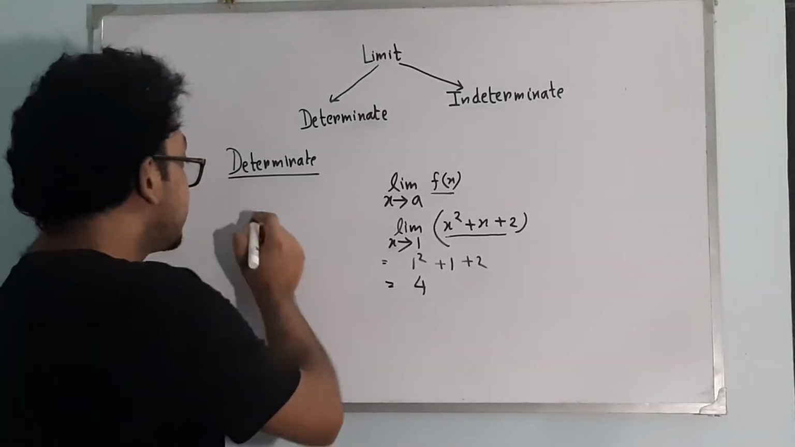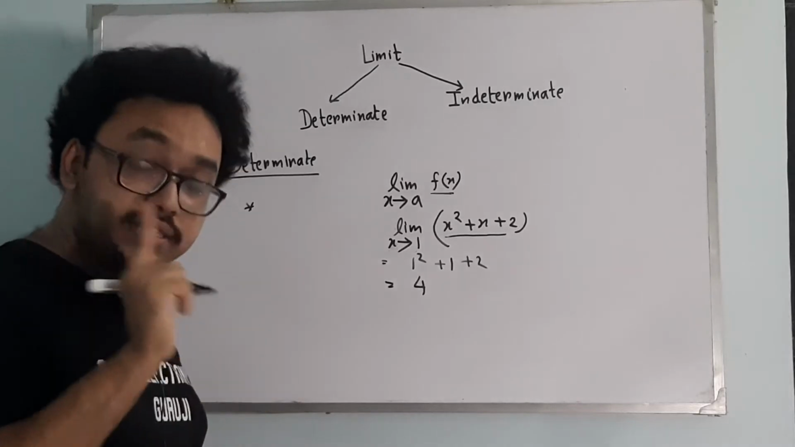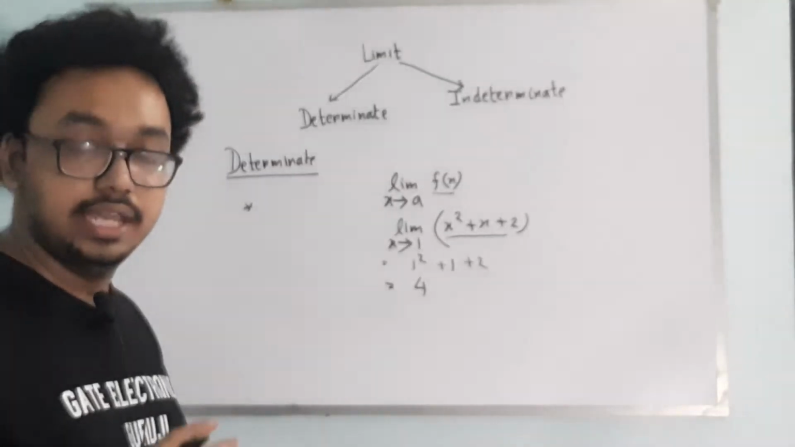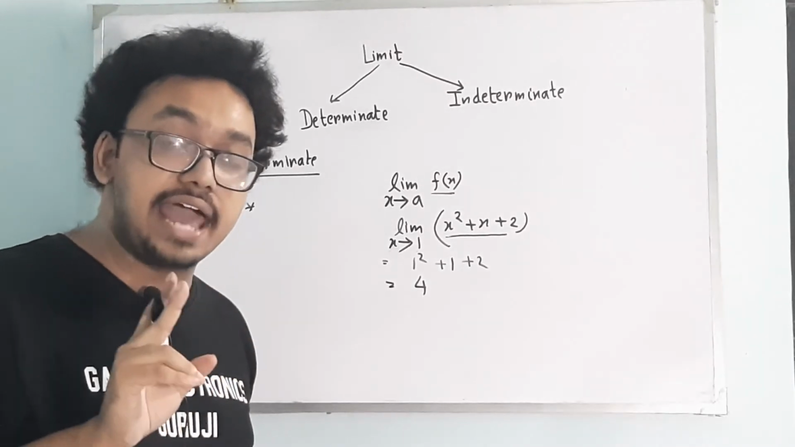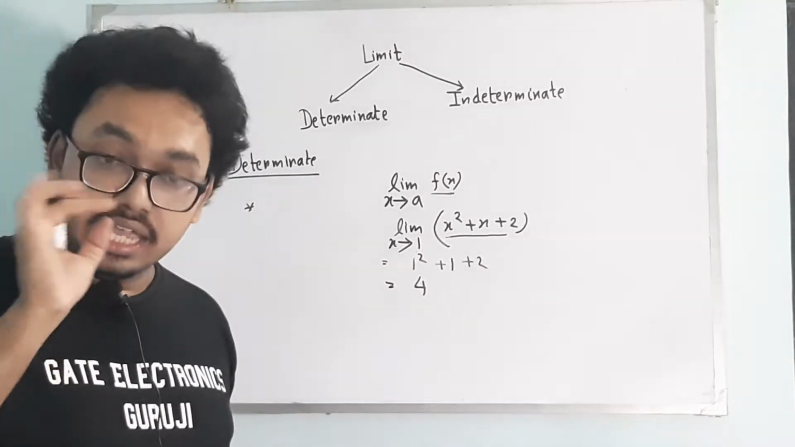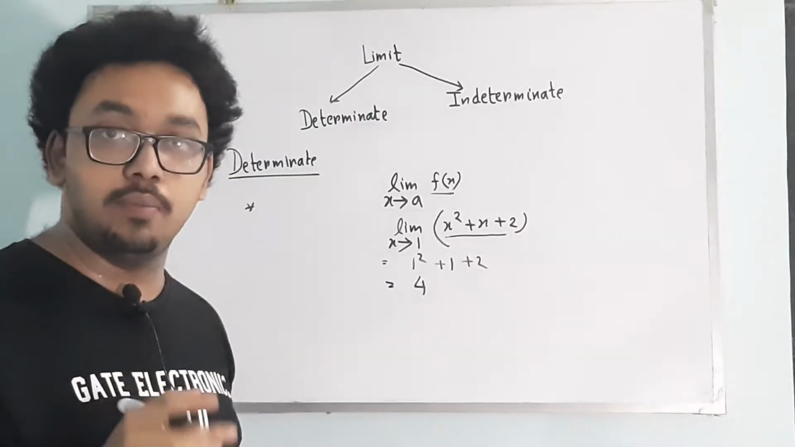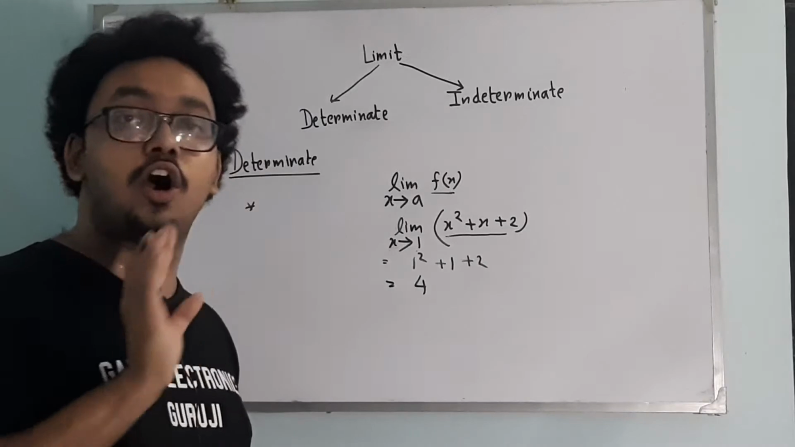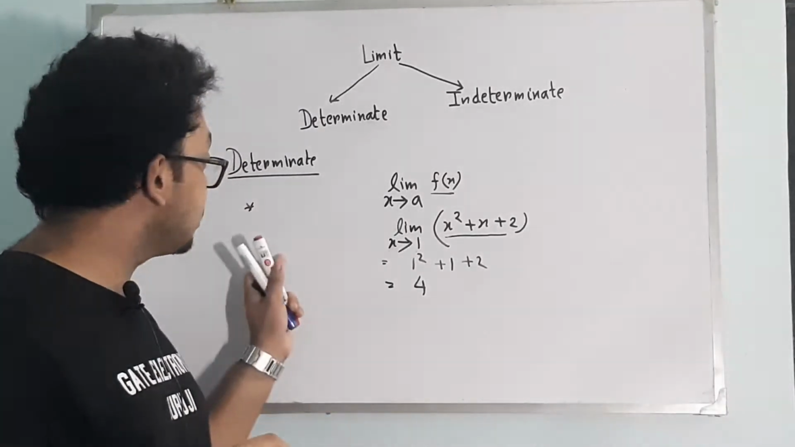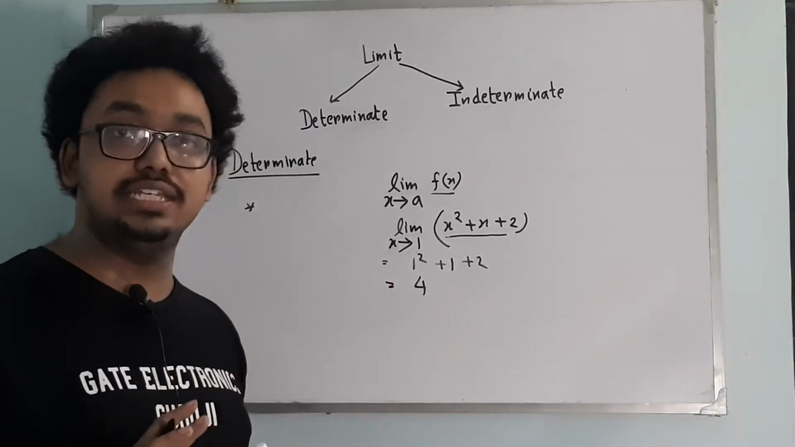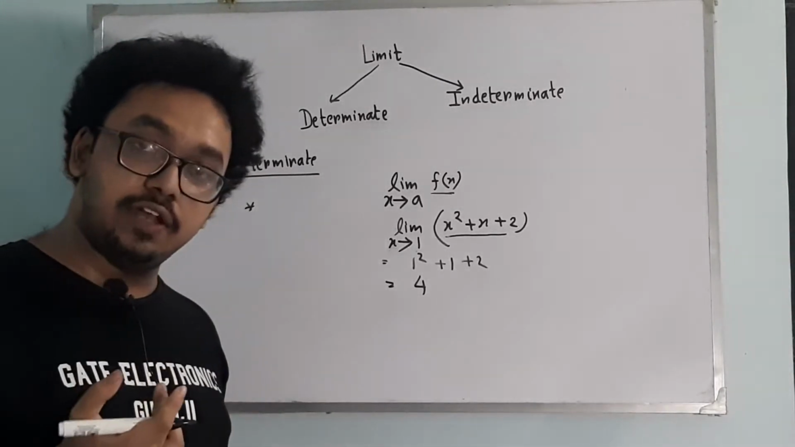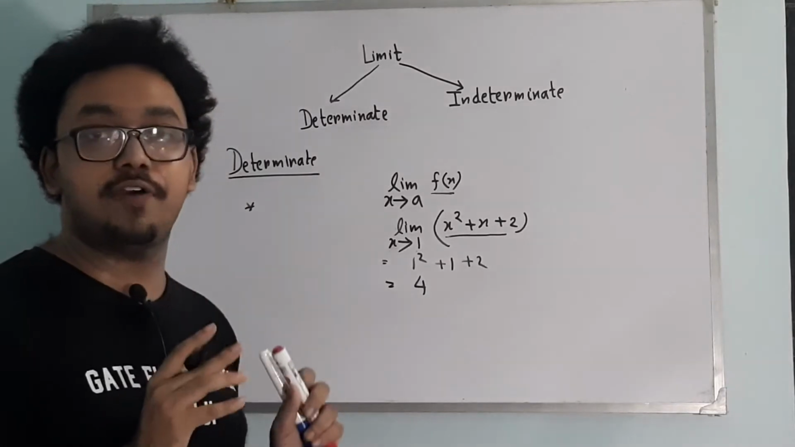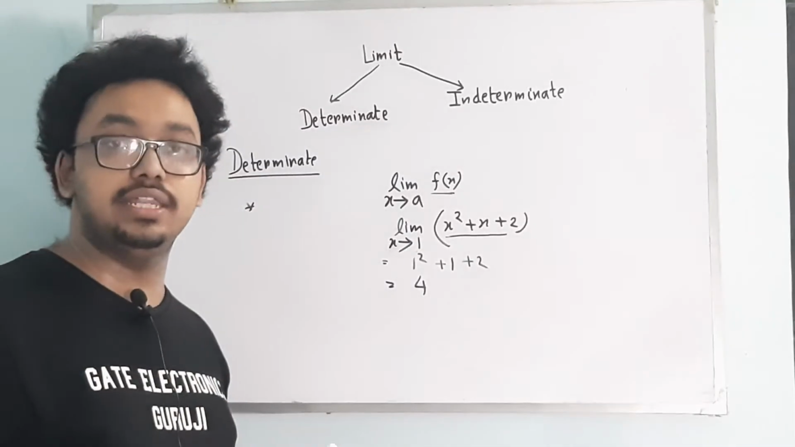One more point to discuss is, do not think that determinate form means the limit will exist. Determinate form doesn't guarantee that the limit will exist. If you have a limit in determinate form, you can just say whether the limit exists or not. But this does not necessarily mean that the limit will exist. In determinate form, the limit might even not exist. But just by observing the function, you can say whether the limit exists or not.